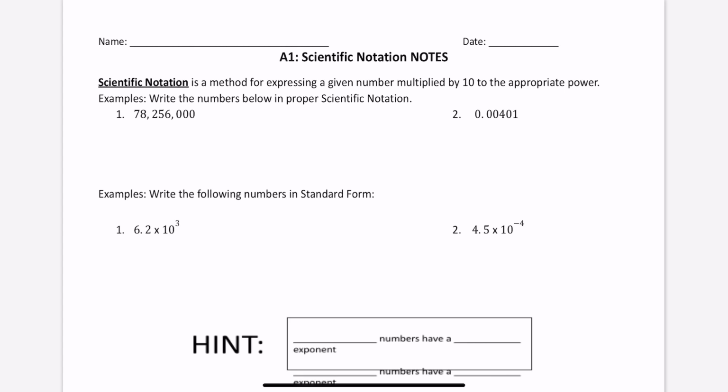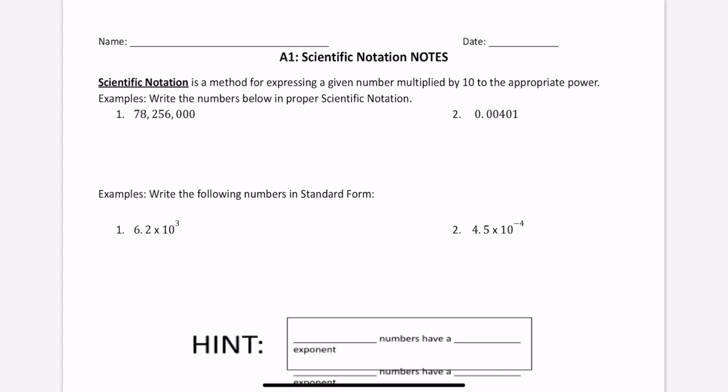For example, we're going to learn just how to go back and forth between numbers written in standard notation, so just their normal number, and numbers written in scientific notation. So in this first example, I have 78,256,000. That's a really large number. We want to be able to write this number in scientific notation.